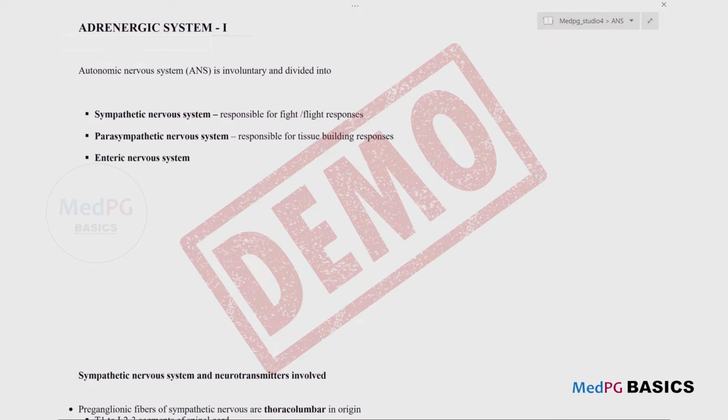Okay, so autonomic nervous system, what is it? It's an involuntary system that is divided into sympathetic, parasympathetic and enteric nervous system. The sympathetic system is mainly responsible for your fight, flight or fear responses. That is how the body reacts in a stressful or emergency situation. Whereas parasympathetic is mainly involved in tissue building responses. That is, you can survive even without your sympathetic system provided you maintain a stress-free environment, whereas you cannot survive without your parasympathetic system.